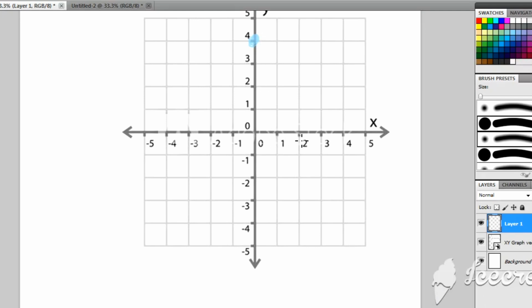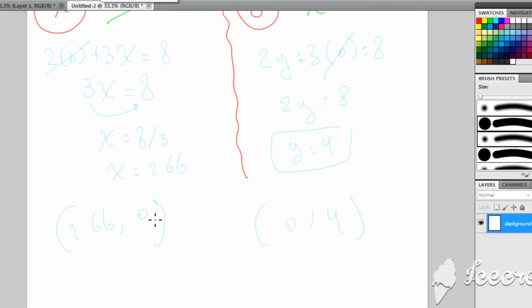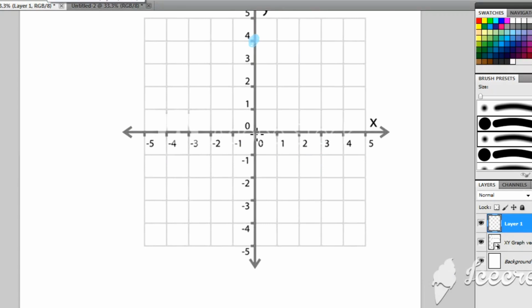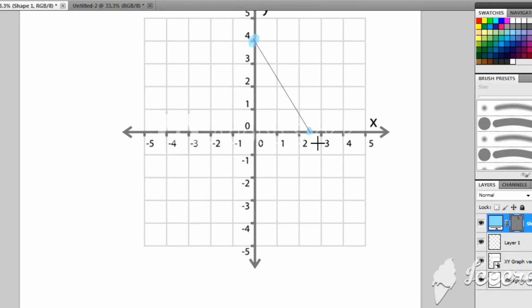The other one is (2.66, 0), right? I wrote it here, 2.66 and 0. That means for 2.66 I'm going to the right because it's a positive value, and I'm not going up or down because it is 0. It doesn't matter exactly, it has to be something between 2 and 3. So it will be here, and I'm not going up or down. Lastly, I have to take a ruler and just draw a line like this. We're done.